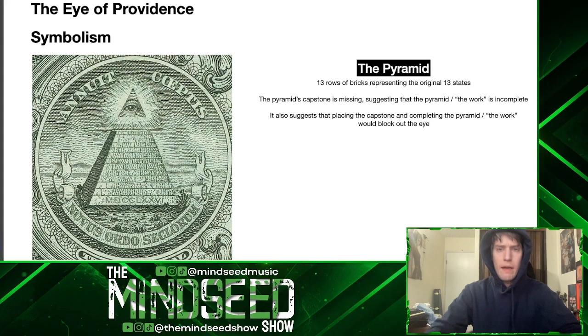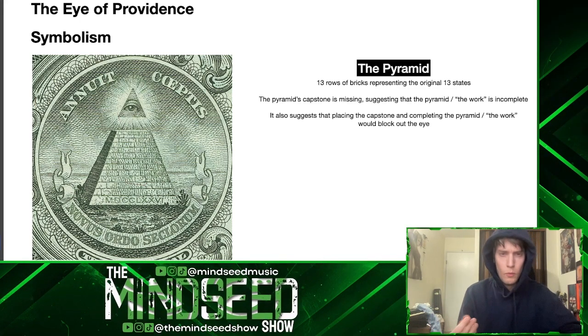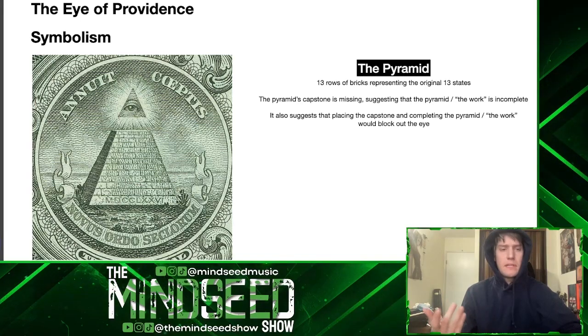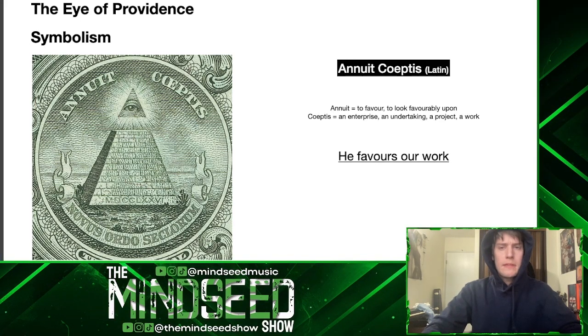Moving onward, we have the pyramid, which features 13 rows of bricks, which represent the original 13 states of the United States. You'll notice that the pyramid's capstone is missing, suggesting that the pyramid, or the work, is incomplete. It also suggests that placing the capstone and completing the pyramid, or completing the work, would actually block out the all-seeing eye.